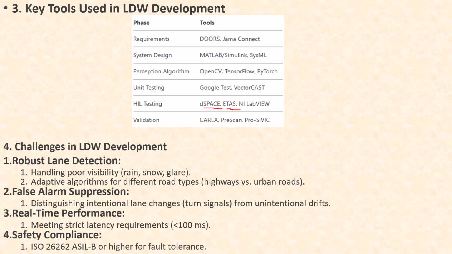Next comes the validation: CARLA, PreScan and ProSIVIC. These are the various types of validation tools, and some more validation tools like CarSim and CarMaker are also used.